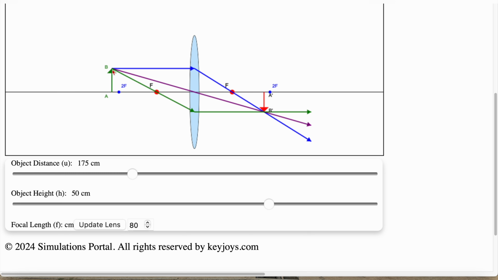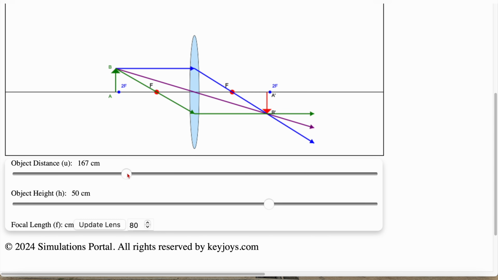Here the 3 rays meet at some point B dash, so A dash B dash is the image. Now if I keep the object distance exactly 2 times the focal length, that is at 2f, you can see that the image is also formed at exactly 2f on the other side of the lens. So magnification is 1, the same size, but an inverted image, formed on the other side at the same distance.